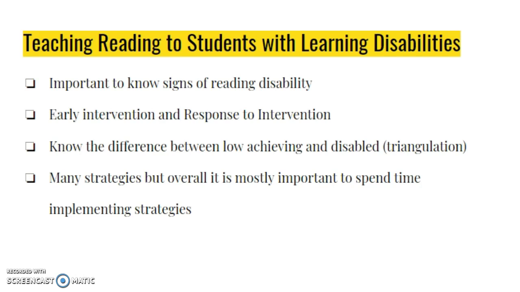It's really important to use different methods of understanding, because it could just be maybe a student has a vision problem, maybe a student is just being lazy. It could really be anything, and so it's important to understand and have early intervention, because once students get to a certain point, it's really hard to catch them back up to grade level. And so there's a lot of strategies that can be used, but overall, it's really mostly important to spend time implementing these strategies to these students who are falling behind using response to intervention.